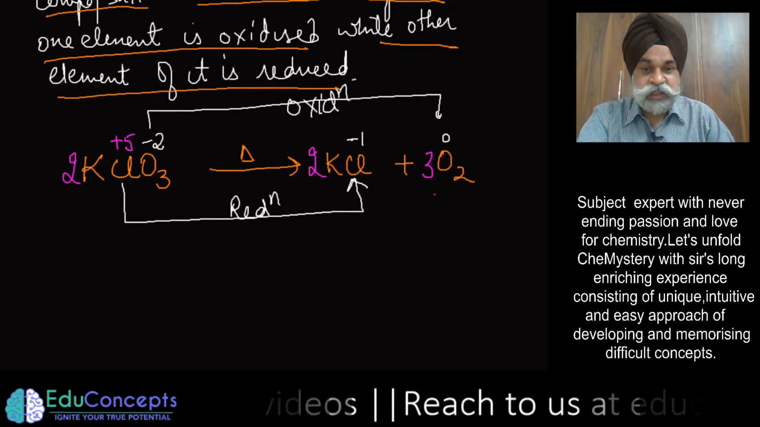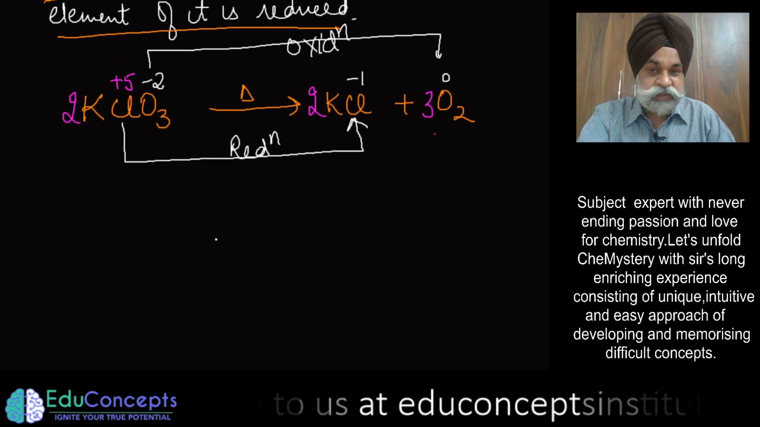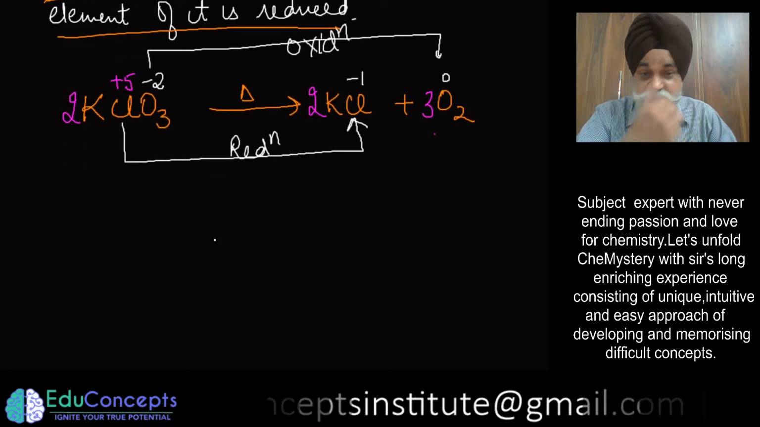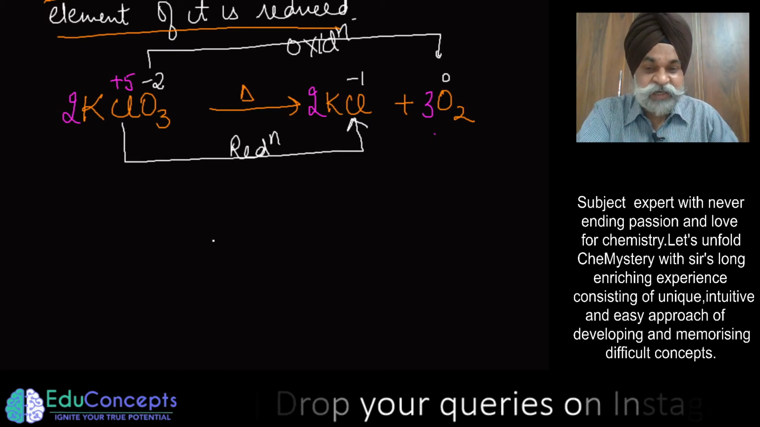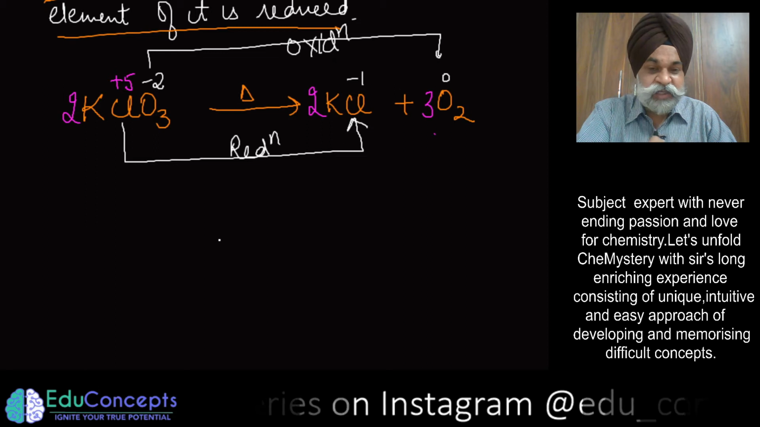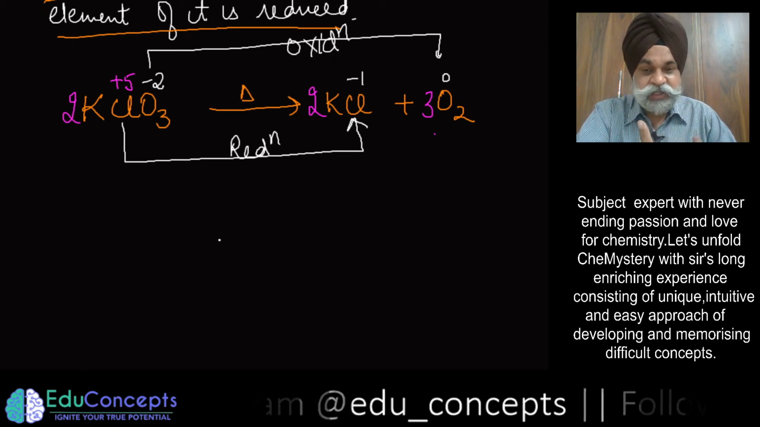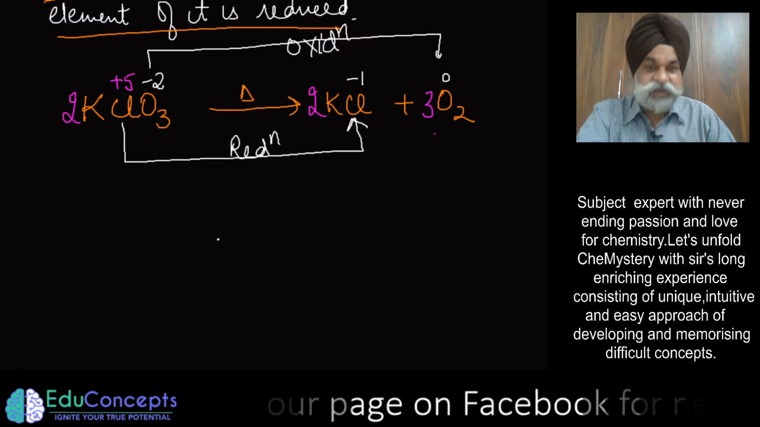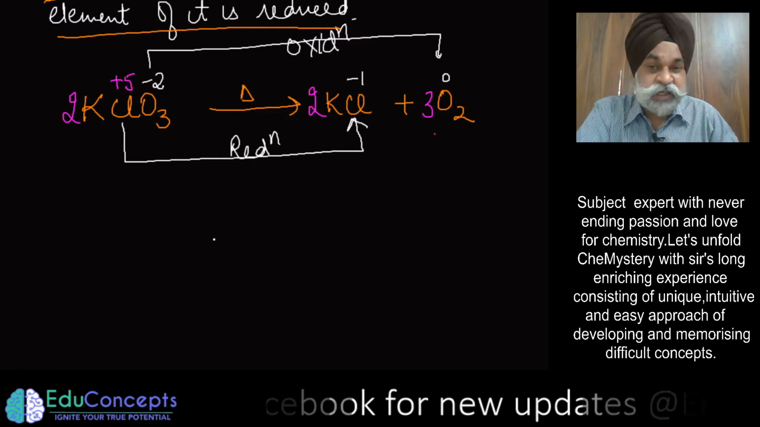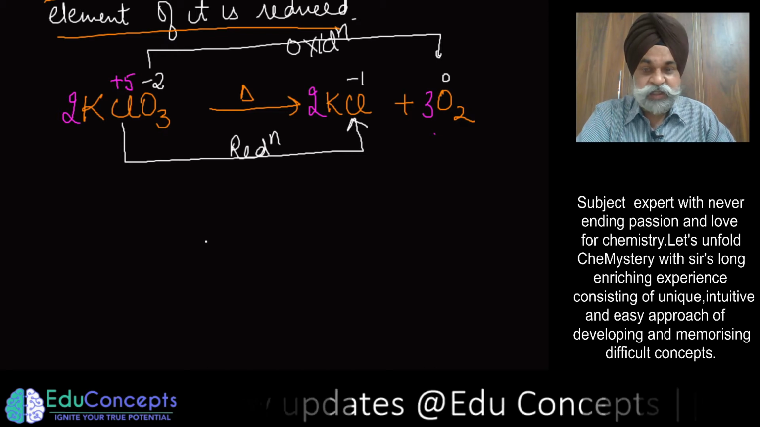Now let us see how to find this, in case we are interested. If somebody asks you who is the reducing and oxidizing agent, within the molecule one element is undergoing reduction, that means it is behaving like an oxidizing agent. The other element of the same compound is undergoing oxidation, so it is behaving like a reducing agent. Quite an interesting case.